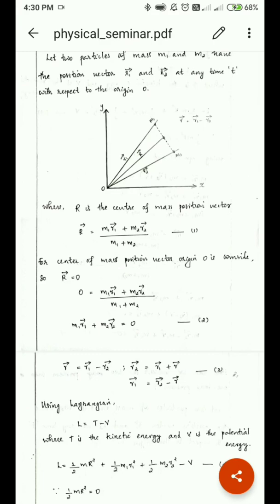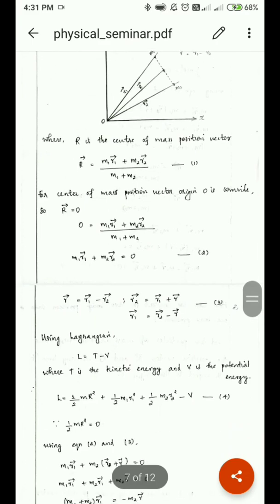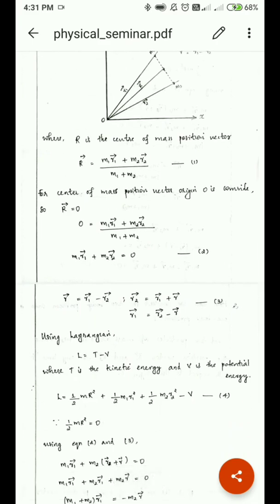And for the center of mass position vector, the origin O is coincided, so R vector is equal to 0, which gives 0 is equal to m1 r1 vector plus m2 r2 vector by m1 plus m2. So the second equation becomes m1 r1 vector plus m2 r2 vector equal to 0. Now by rearranging the equation in order to get the terms in terms of r, r1 and r2, we are writing it as r vector is equal to r1 vector minus r2 vector, and r2 vector is equal to r1 vector plus r vector, r1 vector is equal to r2 vector minus r vector.